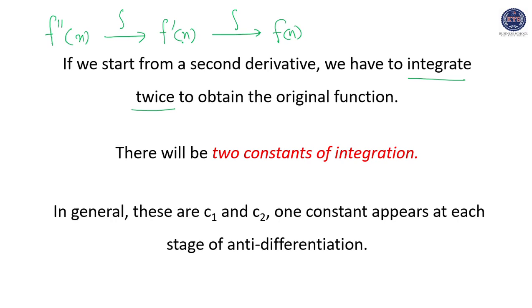In general, these are C1 and C2. One constant appears at each stage of integration or anti-differentiation. Dekat sini, you akan dapat C1. Kat sini pula, you akan dapat C2. It's back to basic. When you integrate constant, you akan dapat Cx.